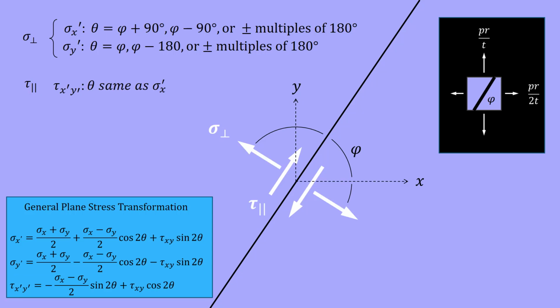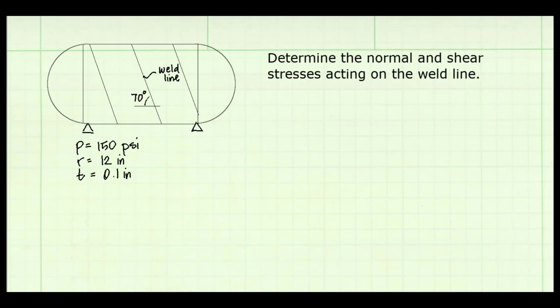In this example problem, it says, determine the normal and shear stresses acting on the weld line. We have a pressure vessel with a helical weld. The orientation of the weld line is 70 degrees from the horizontal as shown. We have an internal pressure, internal radius, and wall thickness for the tank.